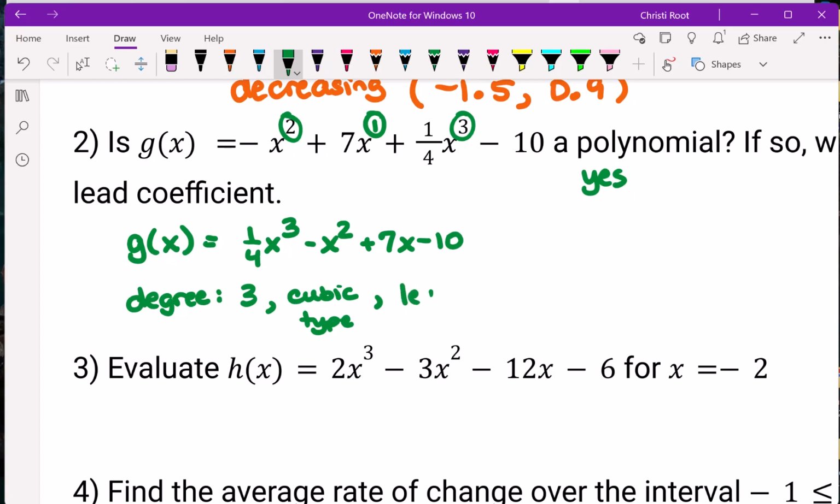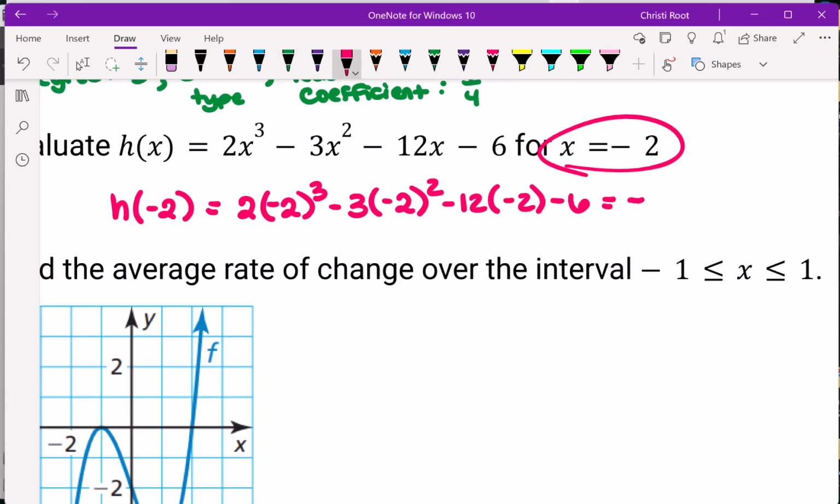And your lead coefficient, that is the number that is multiplied to your x to the third, in this case would be 1/4. So it is positive. Negative 10. And it's that easy.